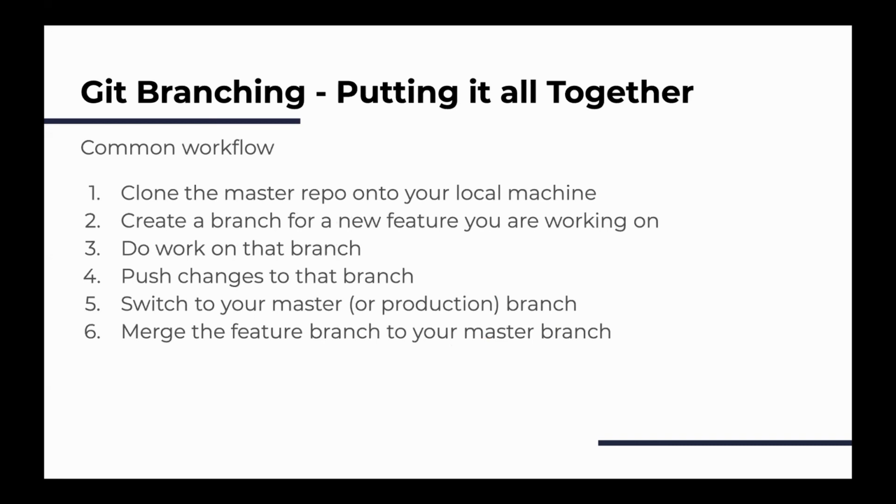Putting it all together, you're going to want to start off with cloning the master repository onto your local machine, creating a branch for your new feature, and doing work on that branch. Once you've come to a good place to combine it with the main line of development, you want to git add, git commit with a message, and then push that change directly to your own branch. Then you want to switch to the master branch and merge the work that you've done on your feature branch onto that master branch.